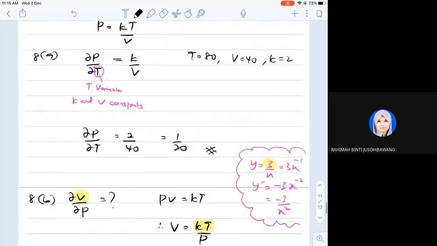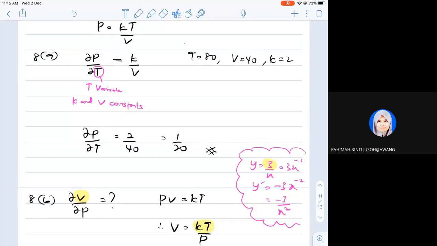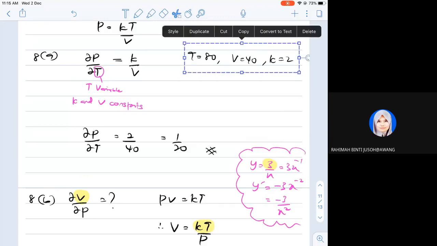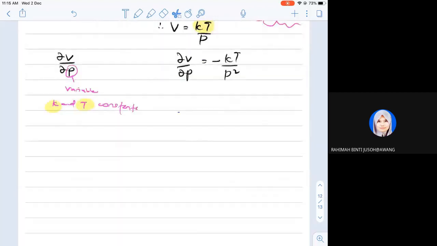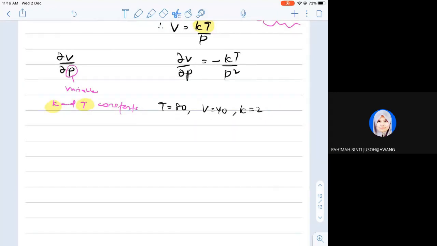Sama je kan? Okay, sama dia bagi. Samalah, the same. This is all the values. Copy. Paste. Okay, dia bagi temperature 80, volume 40, and then the constant 2. Okay, apa yang tak ada dalam ni? Dia tak bagi pressure kan? So we need to find the value of P.